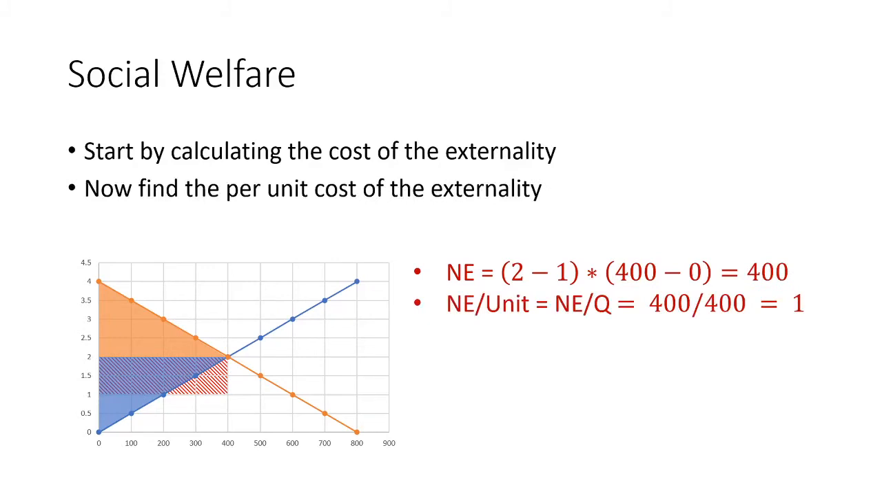The next thing we want to do is find the per unit cost of that externality. So all we're going to do is take this 400, the area of our rectangle, and divide by the quantity. Okay, so we have NE, it's 400. Now we're just going to divide by the quantity, the total number of gallons of gasoline that were used. So we just want the per unit cost of our negative externality, and that's going to be $1. So we have a $1 per unit cost for externality.